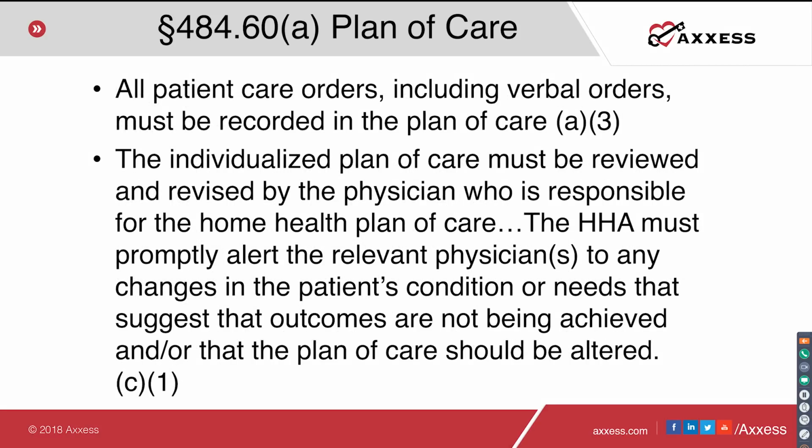In the plan of care, we see at 484.60(a)(3) that all patient care orders, including verbal orders, have to be recorded in the plan of care. And let's take a minute and think about that. When you're looking at a patient's chart currently, and you're trying to find out what the most current orders are, normally the plan of care is generated at start of care and then at recert, but it's not necessarily updated in between those 60-day period timeline points.